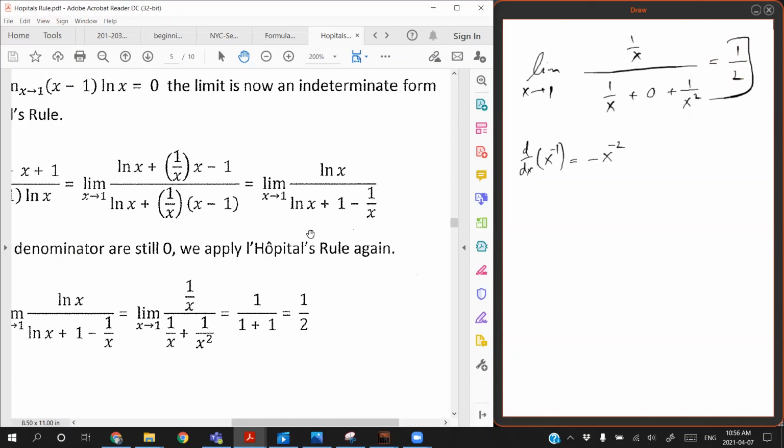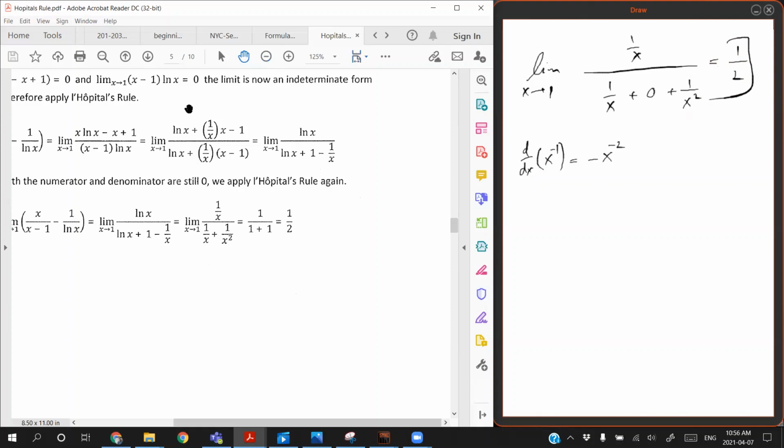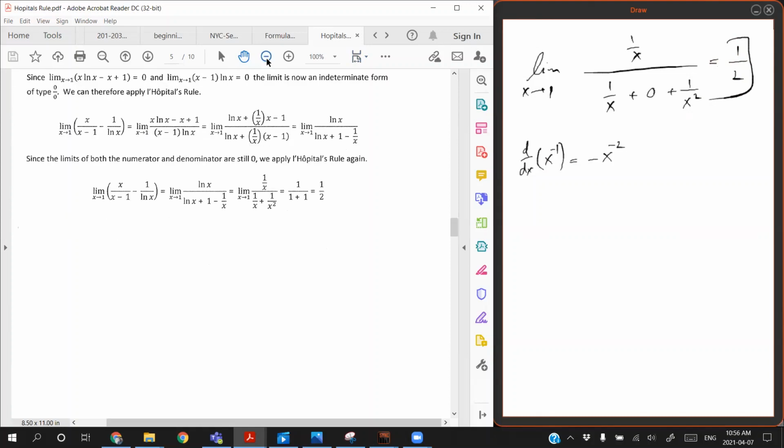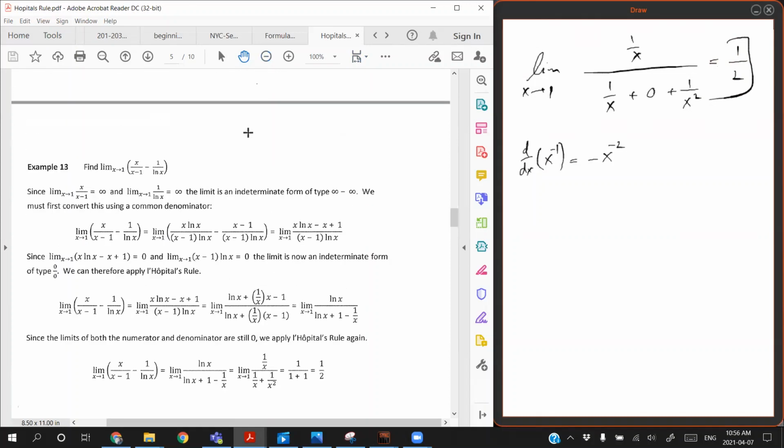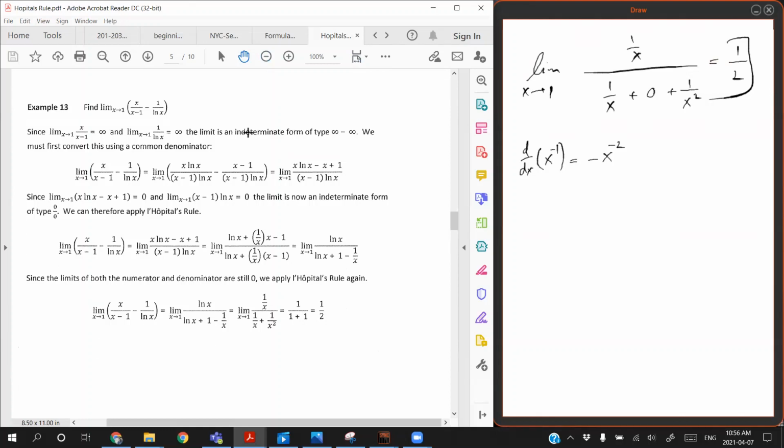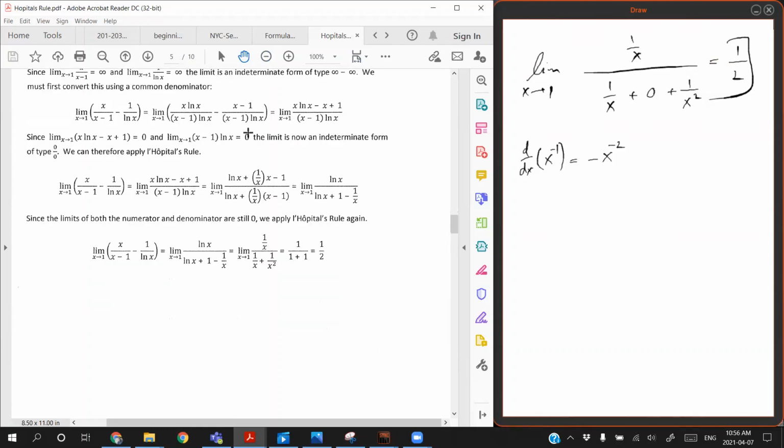So for this one, I had to use L'Hopital's rule twice. Any questions? Okay, so I'm done with the lecture.